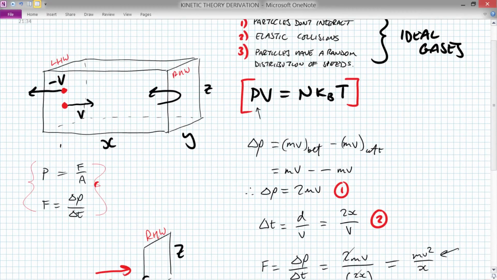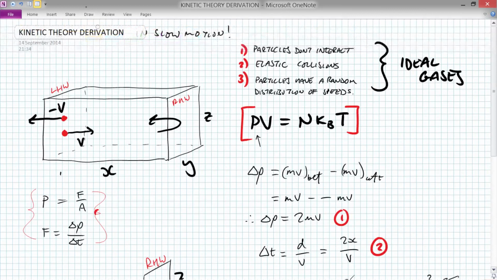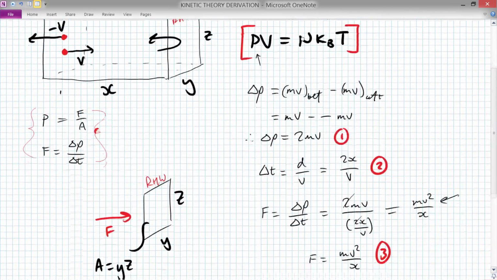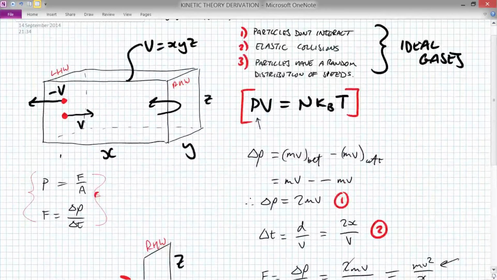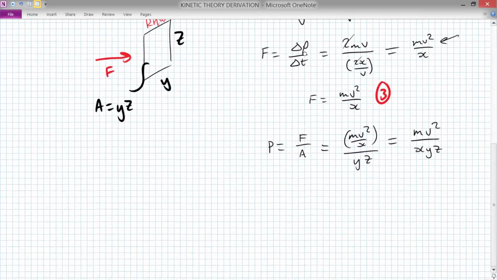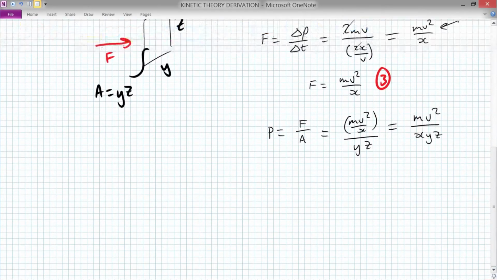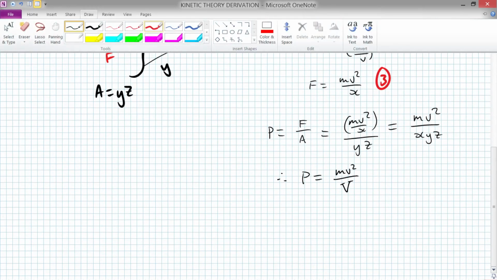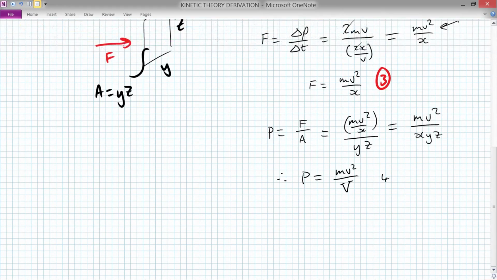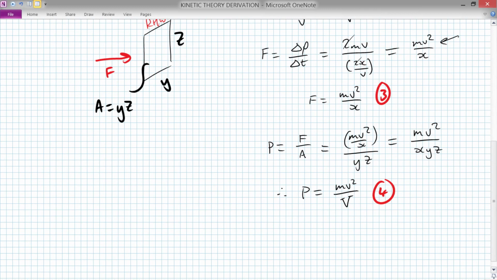xyz are the dimensions of my box. So actually what we've got here is this box has a volume equal to xyz. We've just not really explicitly mentioned that yet. So I can substitute that in. Let's do that. So that gives us therefore that my pressure is equal to mv squared over volume big V. So another equation, let's call that equation 4. See how easy this is. It just rolls off the tongue. It all makes perfect sense.